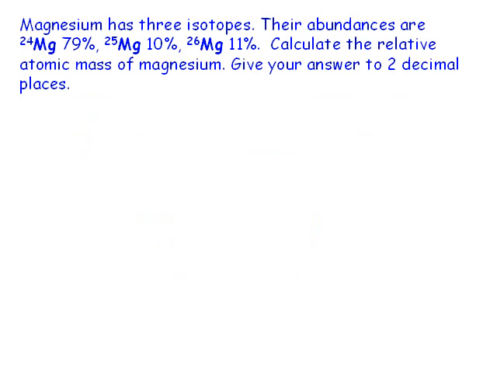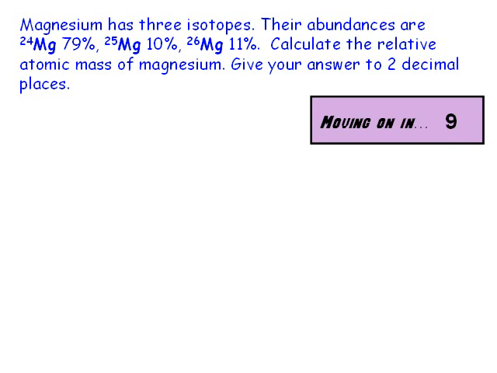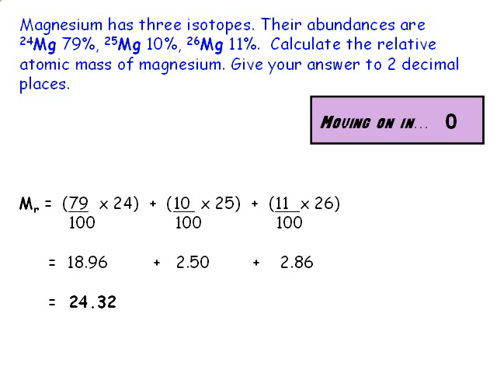Now you can practice. Here's the isotopic abundance data for magnesium. Calculate the relative atomic mass to 2 decimal places. Pause the video, then have a go. Here's the working out. Pause the video to check your working if you didn't get 24.32.